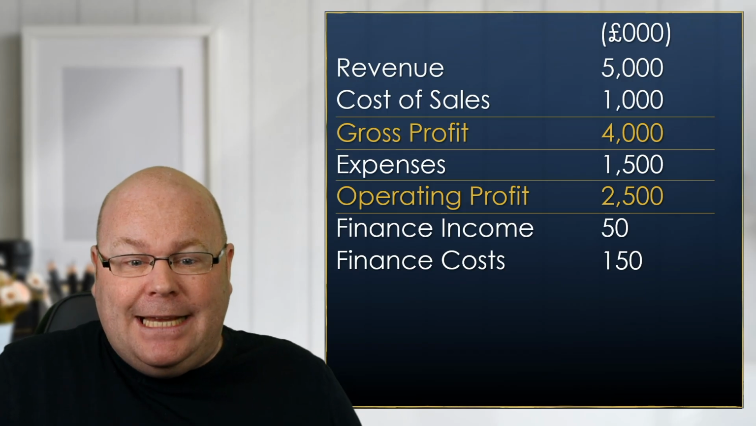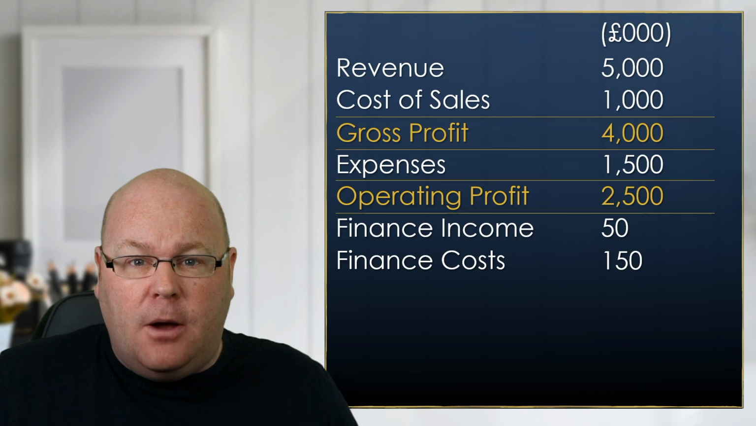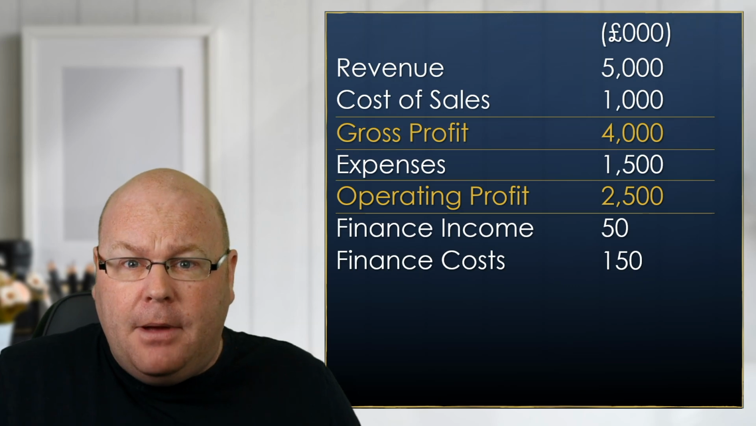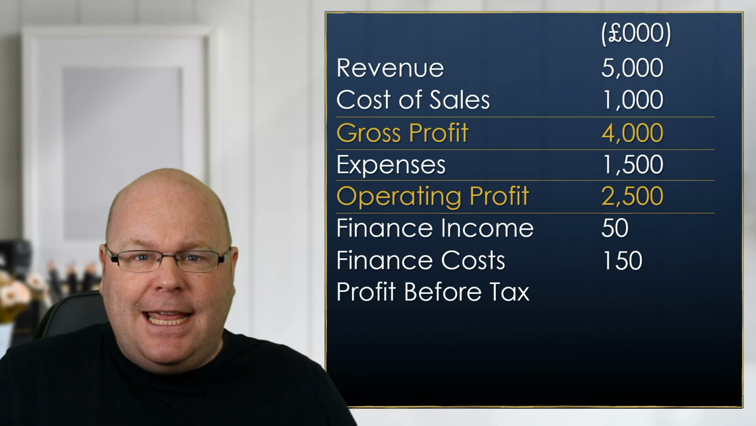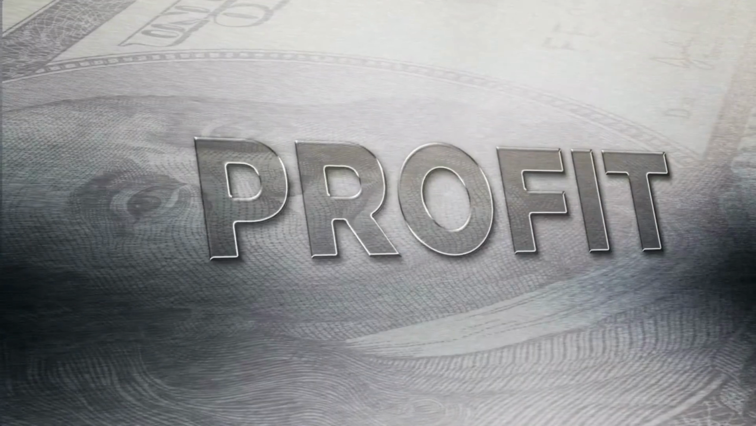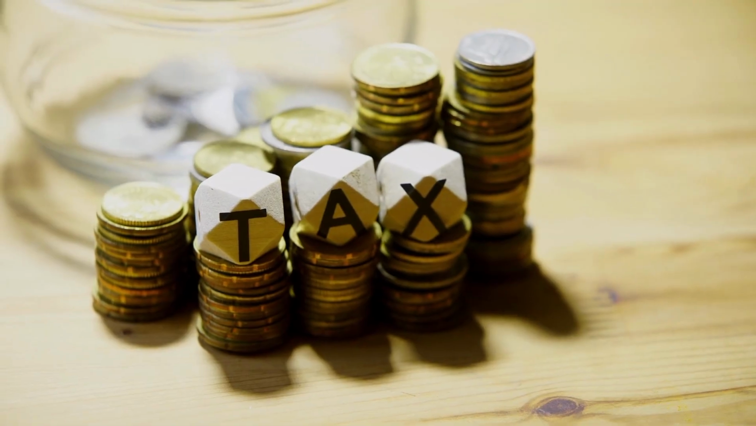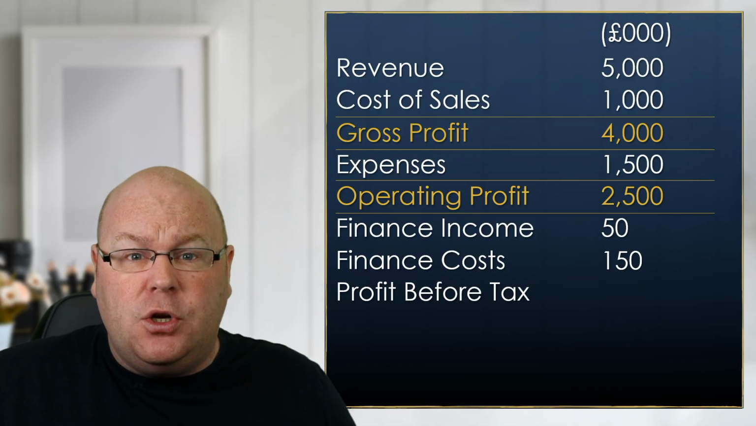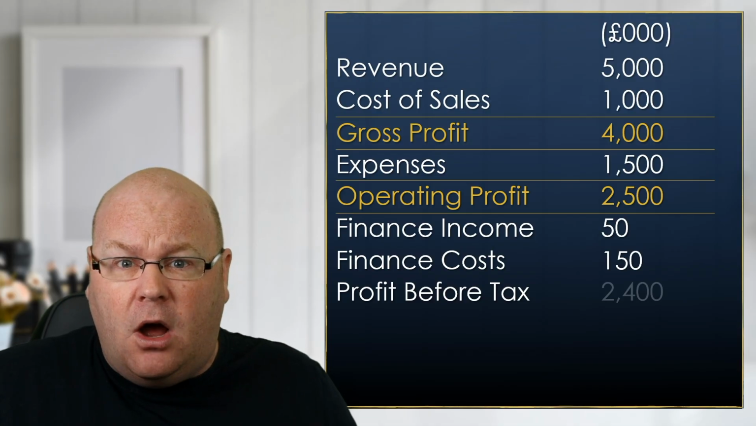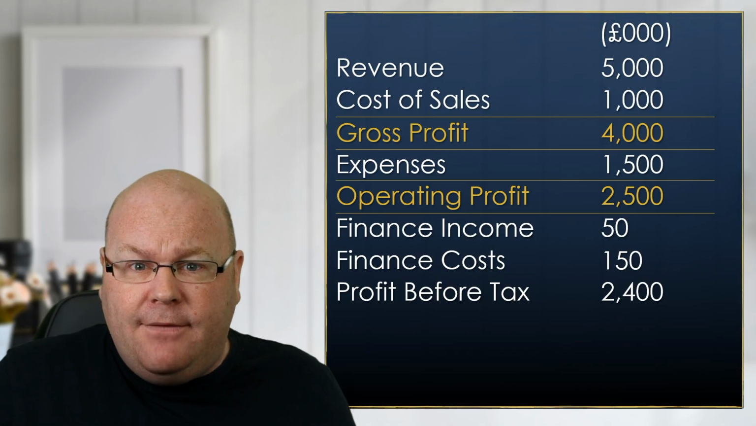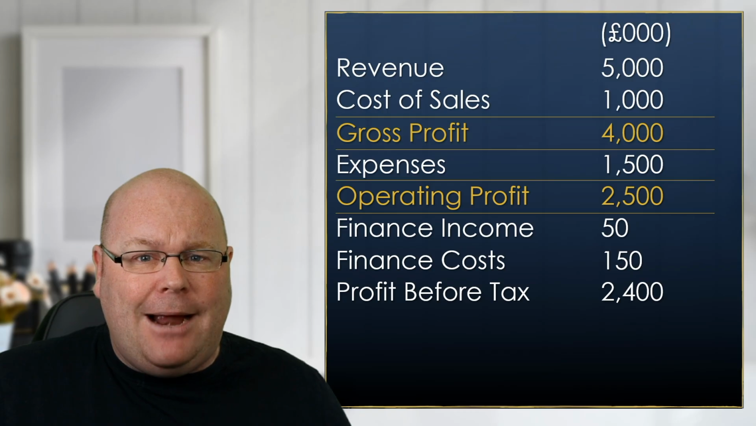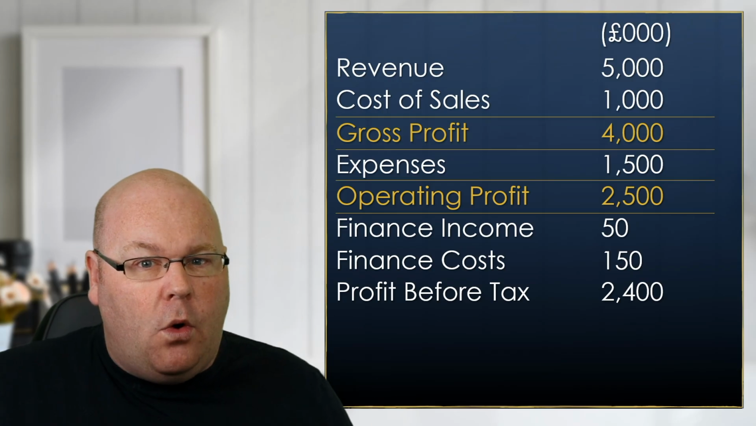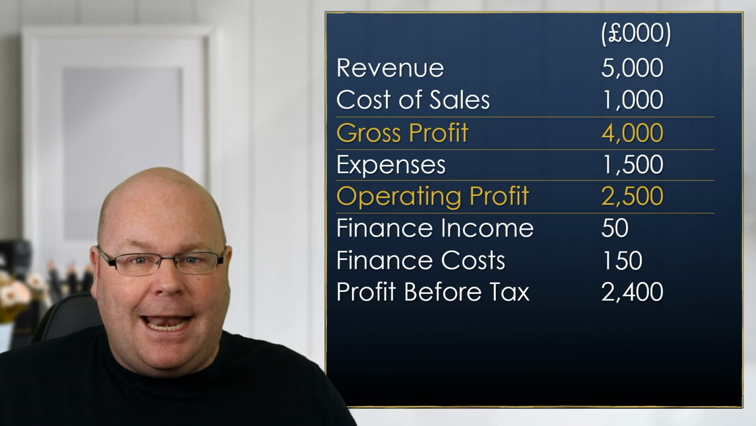So what we need to do is to add on that finance income to our operating profit, but then from that total deduct the financial costs to give us what's called the business's profit before tax. If we add on 50,000 to 2.5 million and then deduct 150,000, it will leave us with profit before tax of 2.4 million pounds.